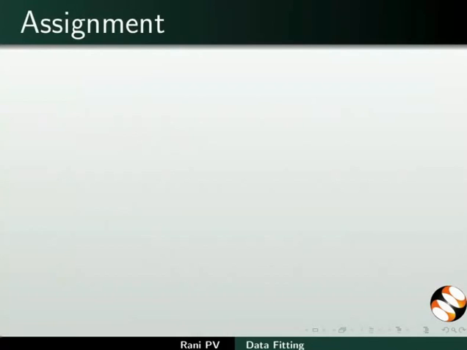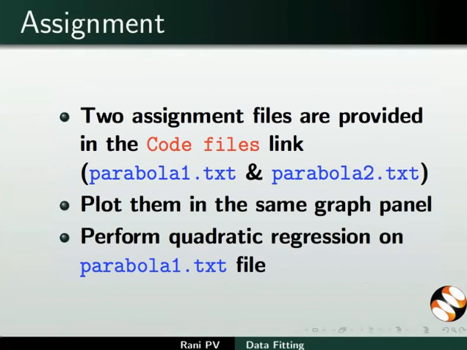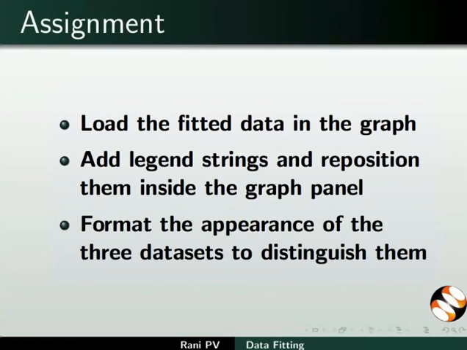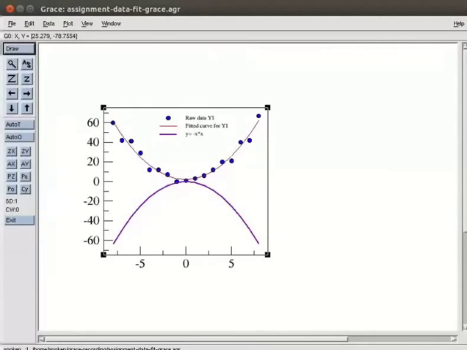For assignment activity, please do the following. Two assignment files are provided in the code files link. Plot them in the same graph panel. Perform quadratic regression on parabola1.txt file. Load the fitted data in the graph. Add legend strings and reposition them inside the graph panel. Format the appearance of the three datasets to distinguish them. Your completed assignment may look similar to this.